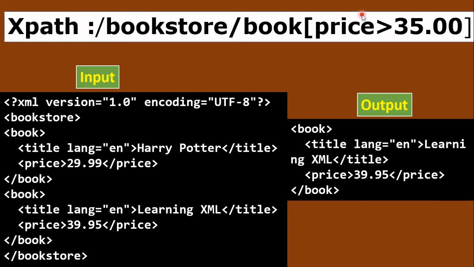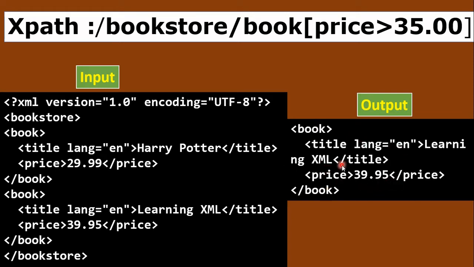After that, we are going to the price element, and if the price is greater than 35, then we get that particular node. Here the price is not greater than 35, it is 29, so it will move to the second book node, and it will check 39.95, which is greater than 35, so it will give this book node as the output, which is the title with 39.95.